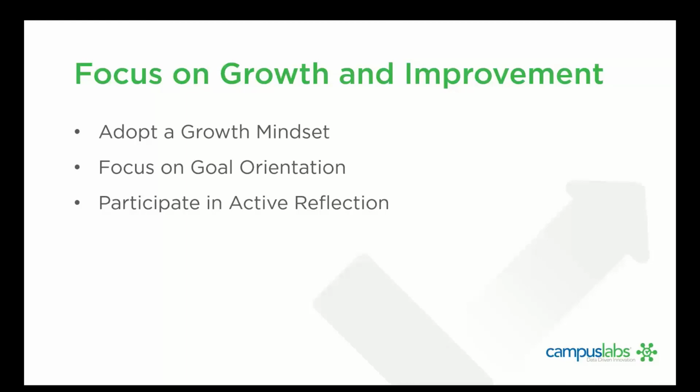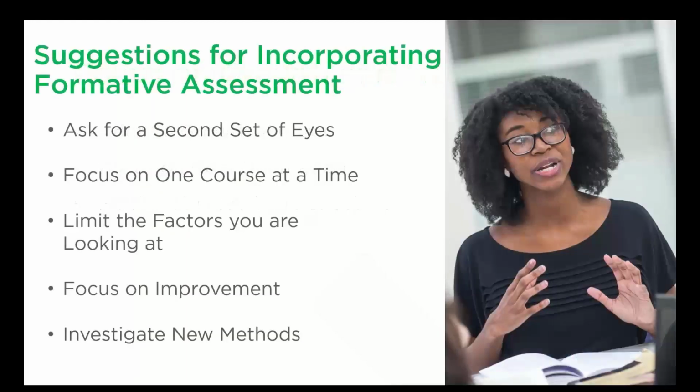So in thinking about that, we want to think about a couple of suggestions. We want to think about asking for a second set of eyes potentially. So looking at our student feedback, we might ask a trusted colleague or even a partner to look at some of the feedback with you and sit beside you as you review some of the observational feedback that you're receiving. Focus on one course at a time.